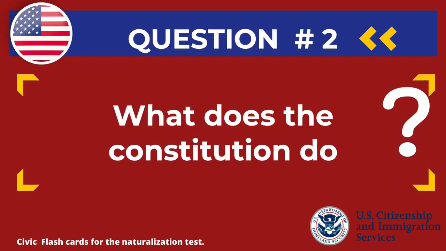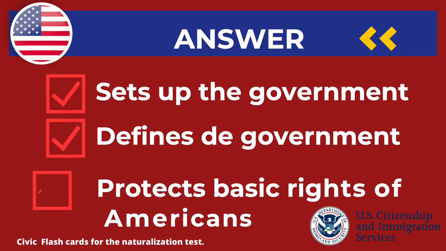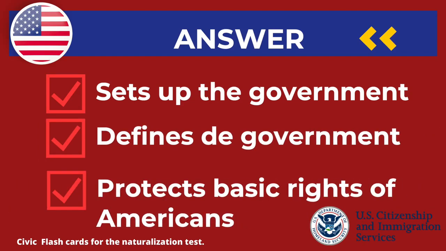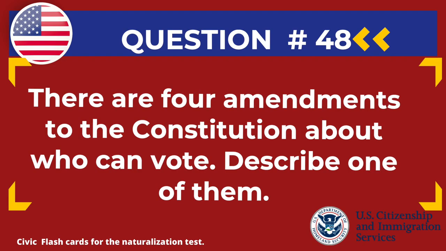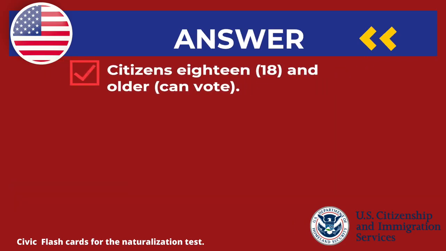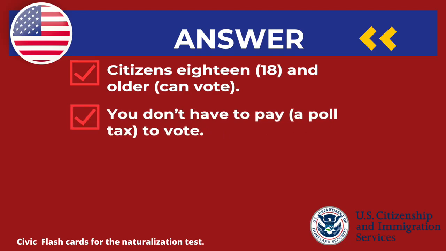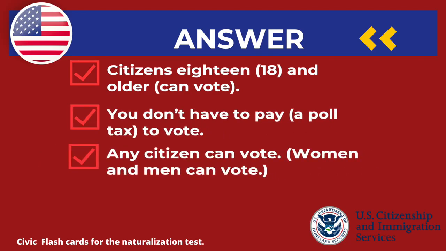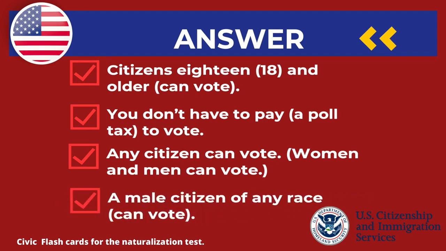What does the Constitution do? Sets up the government. Defines the government. Protects basic rights of Americans. There are 4 amendments to the Constitution about who can vote. Describe one of them. Citizens 18 and older can vote. You don't have to pay a poll tax to vote. Any citizen can vote. Women and men can vote. A male citizen of any race can vote.